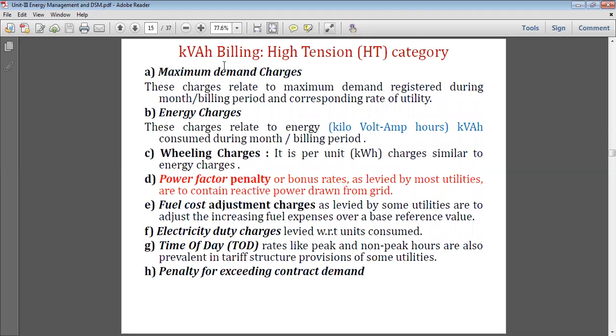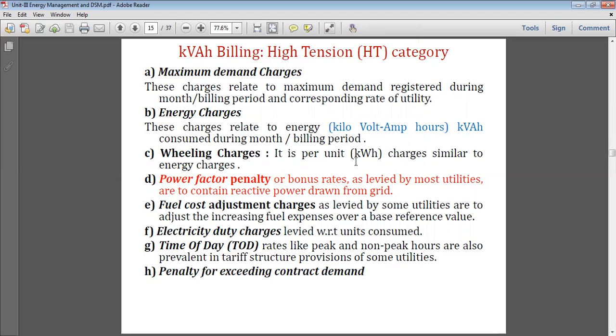So in kVAH billing, what is the change over there? The maximum demand charges remain as they are. It depends upon the kVA, whereas the energy charges has been changed to kilovolt ampere hours, that is the kVAH. Earlier it was kWh. Rest of the system is as it is. So whatever the change, it has been changed in the electric bill. Maximum demand charges as it is. Energy charges, it is not based on the kWh, it is kVAH.